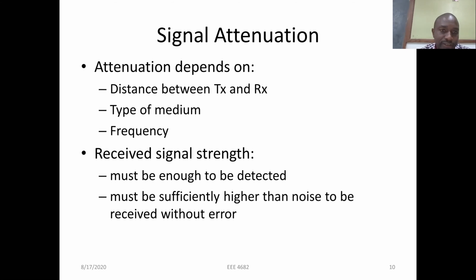will be high. Now, received signal strength must be enough to be detected at the receiver, and it must be sufficiently higher than the noise, to be received without error. Otherwise, should noise and other impairments be greater than the signal, then you get the signal being attenuated, basically buried in the noise.